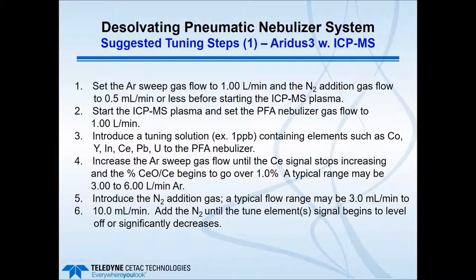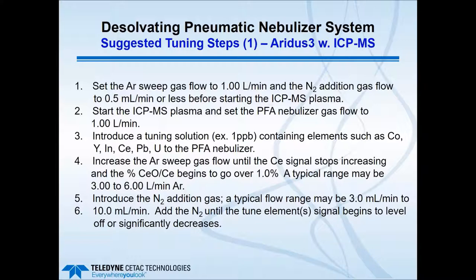And then introduce your tuning solution. Usually for these systems, it'll be a part per billion solution. The elements that it may contain could be cobalt, yttrium, indium, cerium, lead, uranium, introduced to the PFA nebulizer. Then you'll start to increase the argon sweep gas flow until a particular element, and one we usually look at carefully is cerium, that signal stops increasing and the cerium oxide to cerium ratio begins to go over 1%. The typical range for that is about 3 to 6 liters per minute of argon.